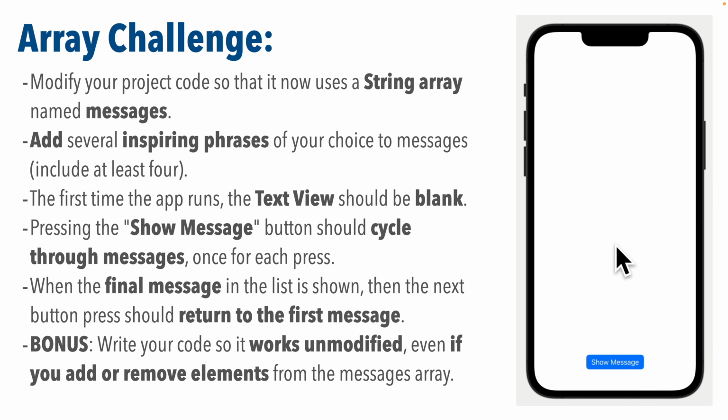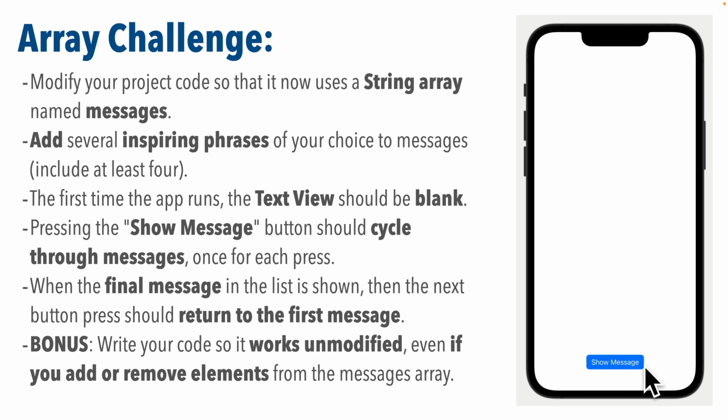So this is the array challenge. Modify your project code so that it now uses a string array named messages. Add several inspiring phrases of your choice to messages. Make sure you include at least 4. The first time your app runs, the text view should be blank, but pressing the show message button should cycle through the messages, 1 message for each press, advancing to the next message.